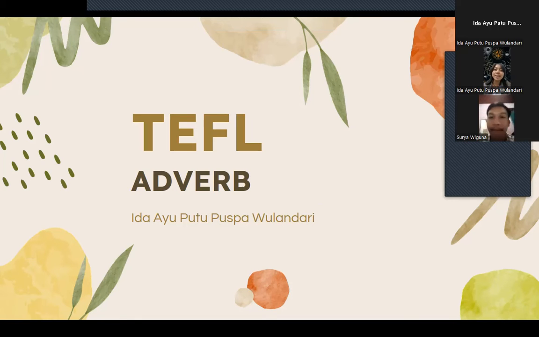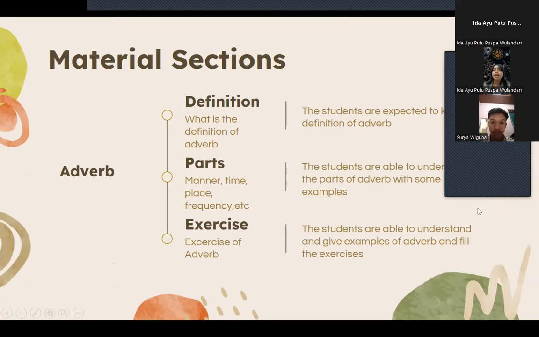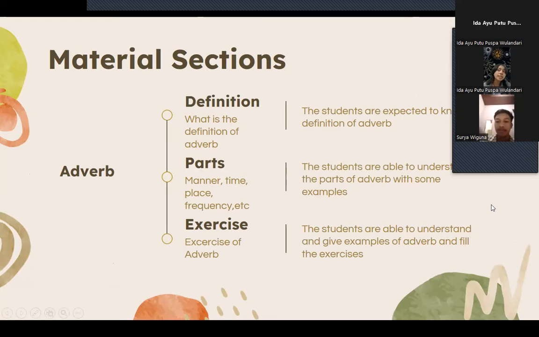Today we're going to have the class with the subject, or the material, adverbs. These are our materials for today. The first is the definition of the adverb. What is the definition of the adverb? The next is parts of the adverb, such as manner, time, place, frequency, and etc. The next is the exercise of the adverb.